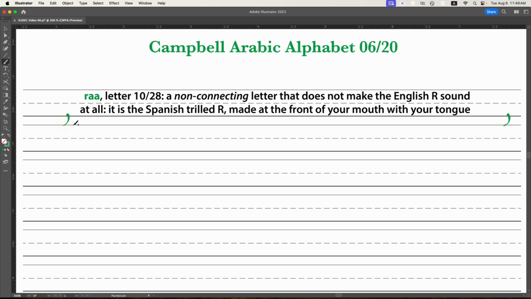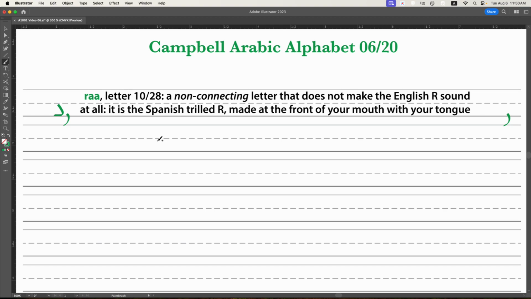It's greater than 90 degrees, and it dangles down from the line, whereas Dal is an acute angle, less than 90 degrees, and it sits on the line. So it's a very common mistake for students to want to make them roughly the same size like this, or maybe make Ra dangle down from the line like this, and we don't want to do any of those things. We want to clearly differentiate between Ra and Zay. Zay is just Ra with a dot, and Dal and Thal look quite different even though they're all non-connecting letters.